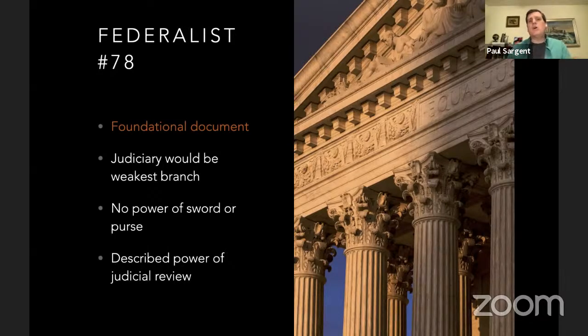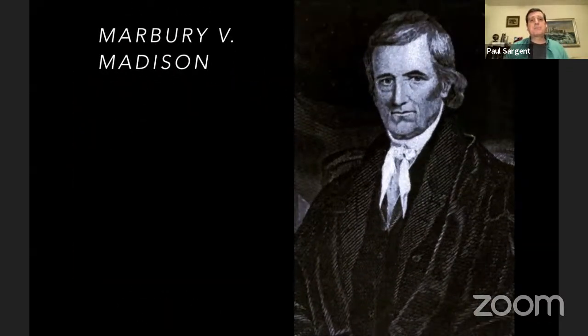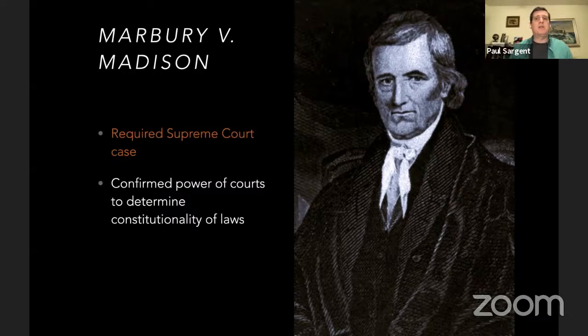Now, Federalist number 78 also described the power of judicial review. However, judicial review is not written into the Constitution, so it actually needed to be interpreted in order for the judicial branch to have that power. Well, that came along in the court case of Marbury versus Madison. This is one of your required Supreme Court cases. So again, I hope that you spent some time learning a little bit about this case. Its big importance is that it confirmed the power of the courts to determine the constitutionality of laws.